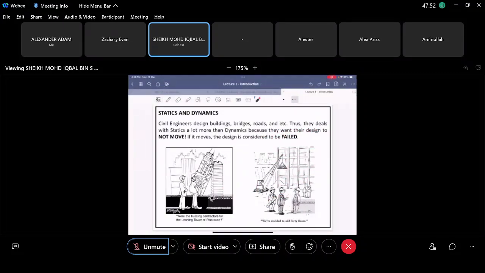But basically, the essence is we don't want our building to move, because if it moves, the design is considered to have failed, right? We don't want our building to move. People don't feel safe in a building that is moving, all right?